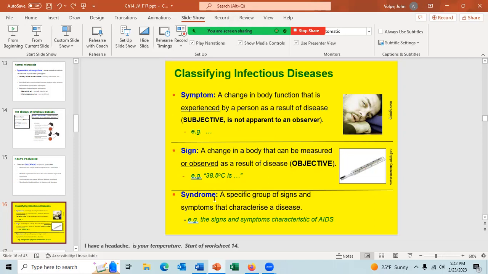A syndrome is a specific group of signs and symptoms that characterize a disease, like the signs and symptoms characteristic of AIDS. Any question about any of that?